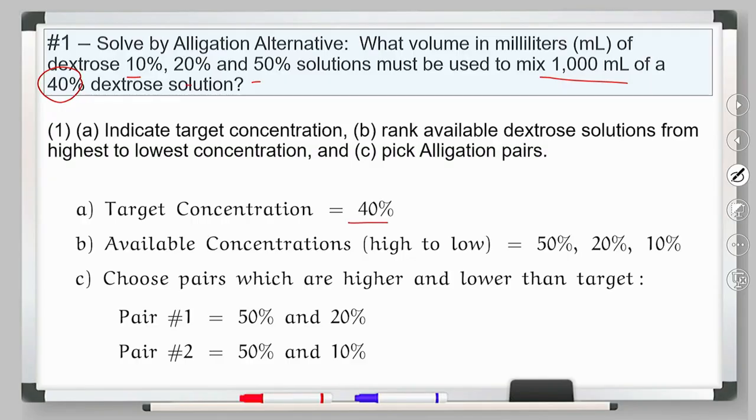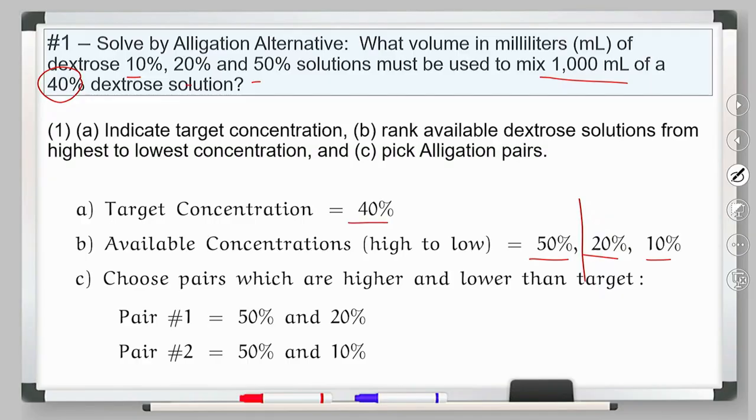So what is my target concentration? 40%. And then what I'm suggesting to you is to rank all of your concentrations from highest to lowest. All right, so if I want 40, what are my ingredients? I have a 50, a 20, and a 10, going from high to low. And then draw a line and split the concentrations where your target is. So my target concentration is between the 20 and the 50. Would you agree? So I have one concentration higher, which is 50, but I have 2 concentrations lower than the target. So now I have to pick my alligation pairs, and they always are pairs, all right?